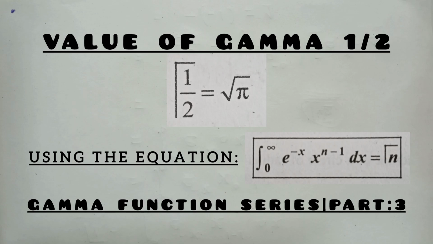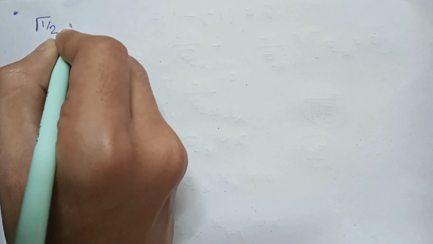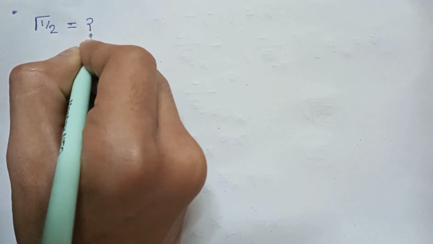So let's get started with another one. In this one we will try to derive the value of gamma 1 by 2. In the previous one I derived the value of gamma 1, and now I will try to derive the value of gamma 1 by 2. So what will be the value of gamma 1 by 2?